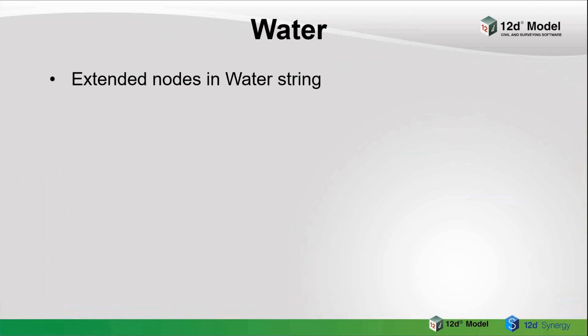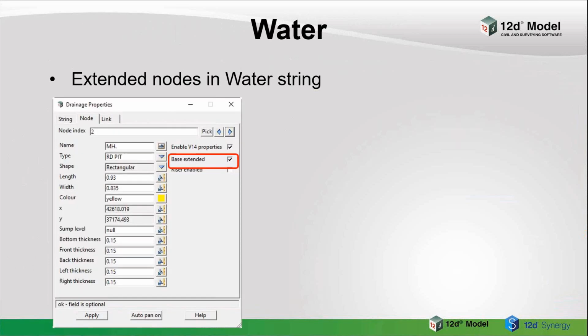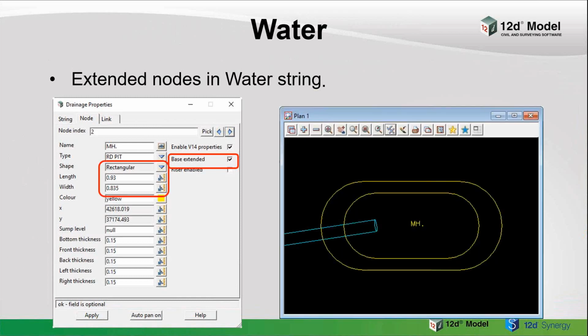With the nodes, or the old pits or maintenance holes, before we had round or rectangular, you can now have extended nodes. These are the ones that are like an oval. So if you tick that on, when you have a rectangular pit and you have base extender turned on, then your width determines the radius at the end. So this is the sort of thing you're able to get. So they've actually been added into version 14.